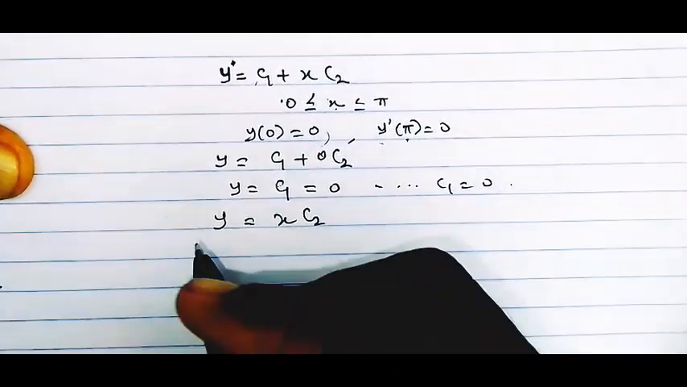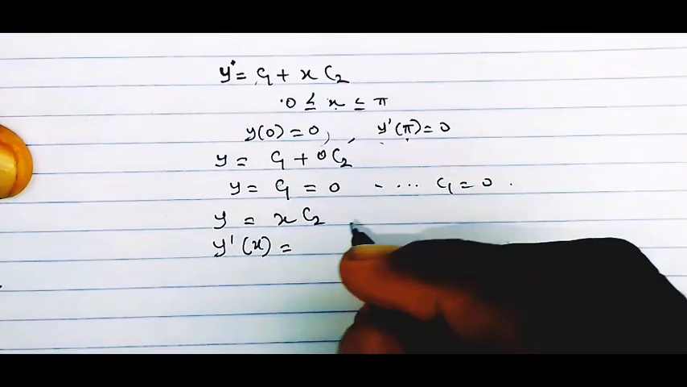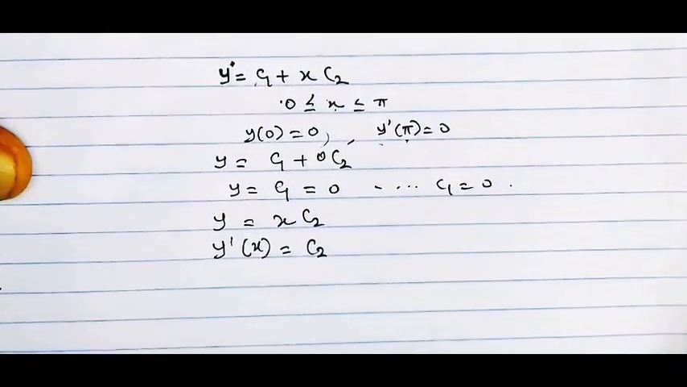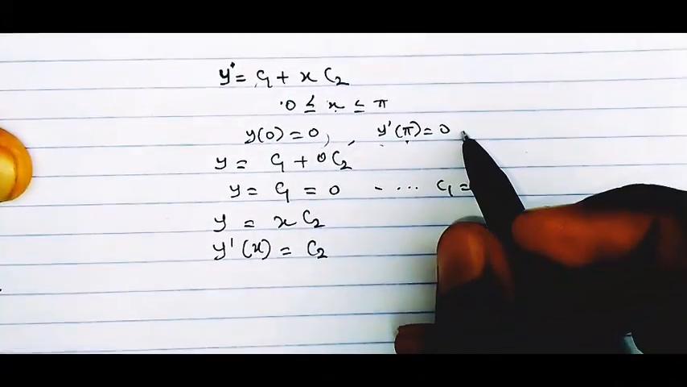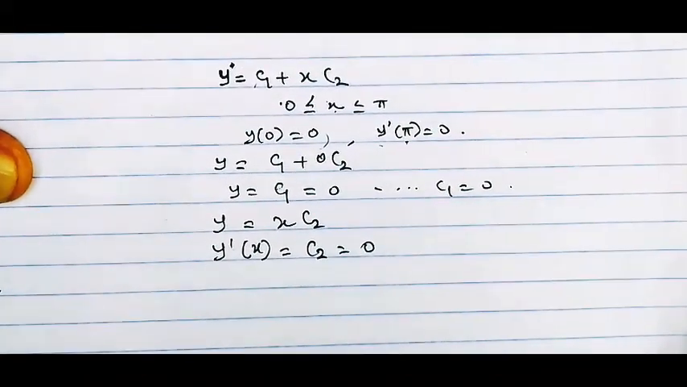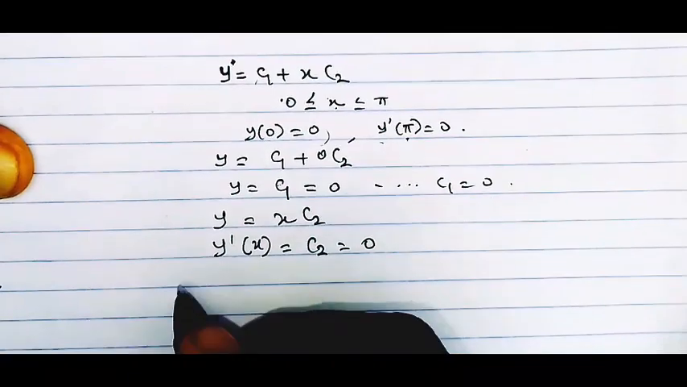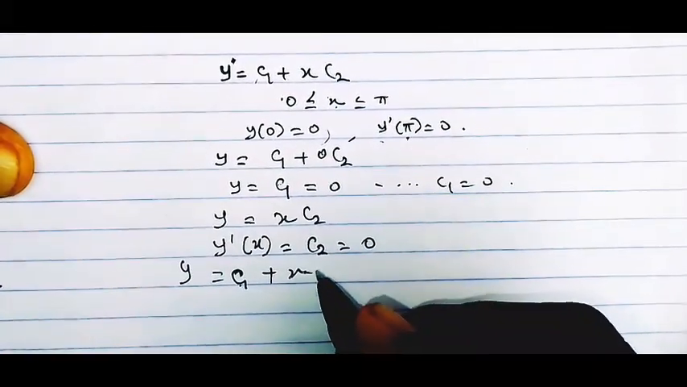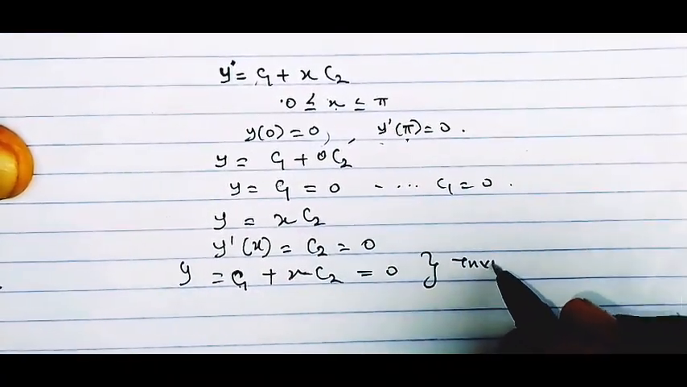So now let's differentiate this. So this is y prime, a function of x, equals, so this is x, right? Differentiating this is just c2. Since there is no function of x and they said y prime is equal to 0, so this is equal to 0, right? So we have c1 and c2 to be equal to 0. That means c1 plus x c2 is equal to 0, and this makes it a trivial solution.